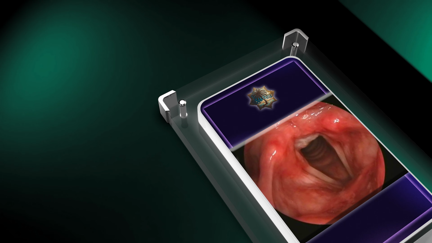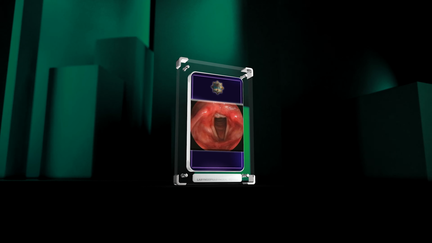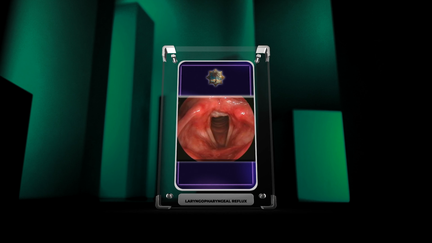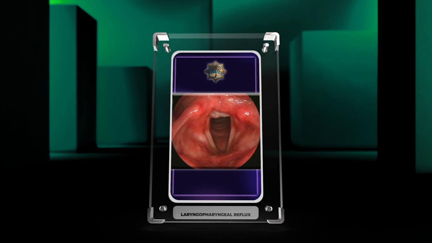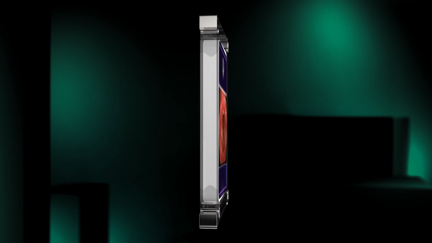Welcome to today's lecture on the anatomy and physiology of the upper aerodigestive tract. In this comprehensive course, we will delve into the intricacies of the larynx, pharynx, and upper esophagus. Understanding the structures and functions of these vital components is essential for any aspiring otorhinolaryngologist. So, without further ado, let us explore the fascinating realm of the upper aerodigestive tract.